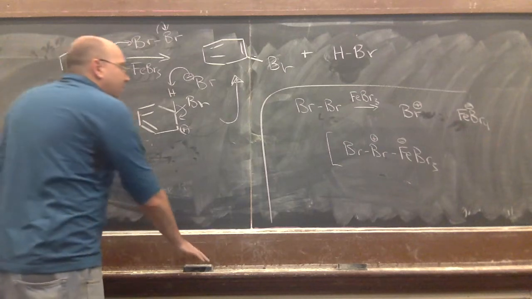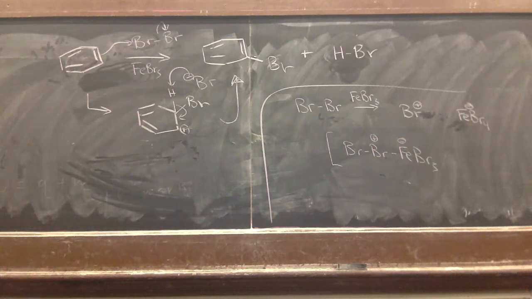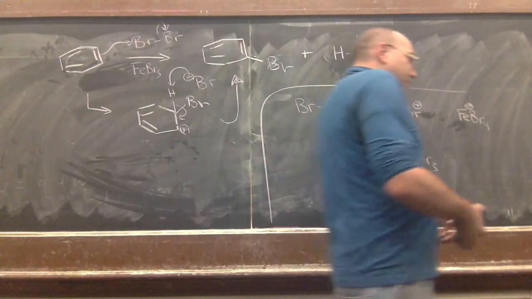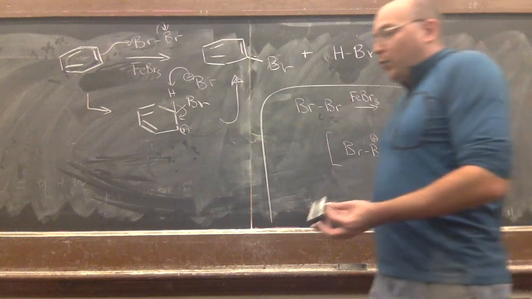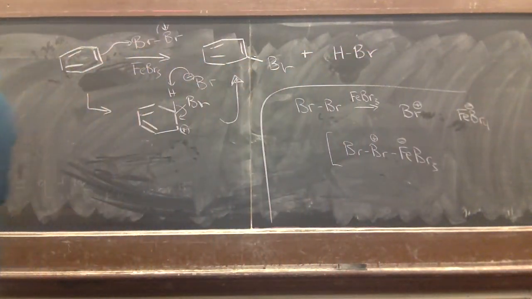Before I get into some of the other analogous versions to this, I would like to talk a little bit about some of the regiochemistry that you can get with electrophilic bromination, as well as the rates that one might get with some of this chemistry.